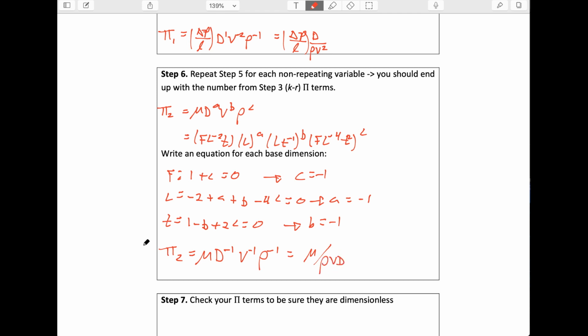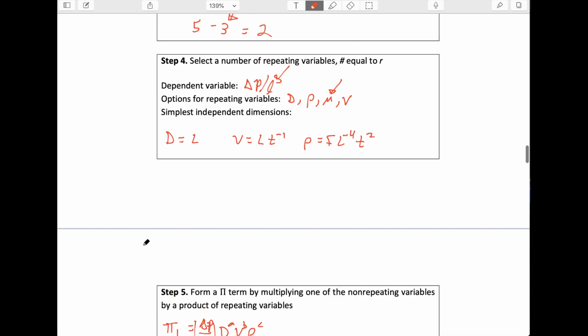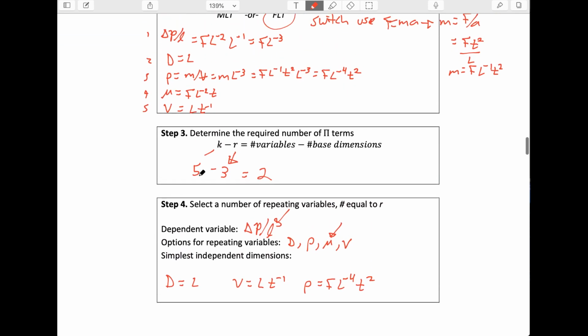So now we have two pi terms. We know we're done because up here we said we've got 5 variables minus 3 base dimensions equals 2, so we need 2 total pi terms.